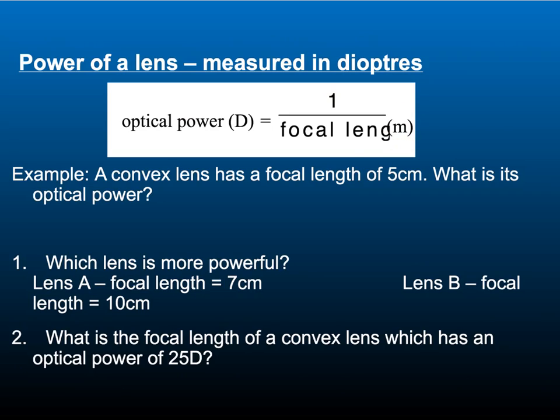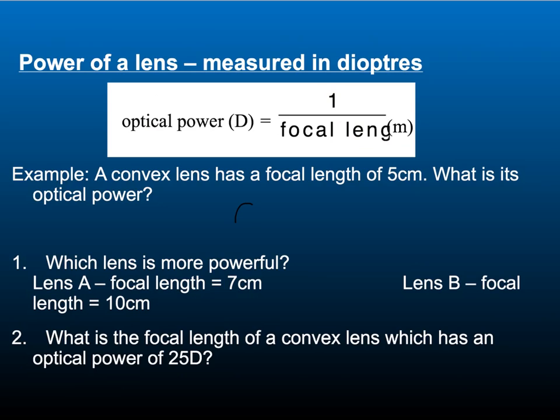We'll work through the example here. A convex lens has a focal length of 5 centimetres. What is its optical power? So for this one, we want to calculate optical power. We've been given focal length, and we know that we need to do 1 divided by the focal length.